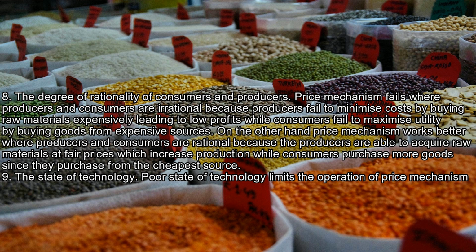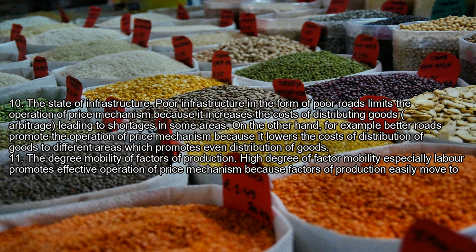Poor state of technology limits the operation of price mechanism. 10. The state of infrastructure. Poor infrastructure in the form of poor roads limits the operation of price mechanism because it increases the cost of distributing goods, leading to shortages in some areas. On the other hand, for example, better roads promote the operation of price mechanism because it lowers the costs of distribution of goods to different areas, which promotes even distribution of goods.